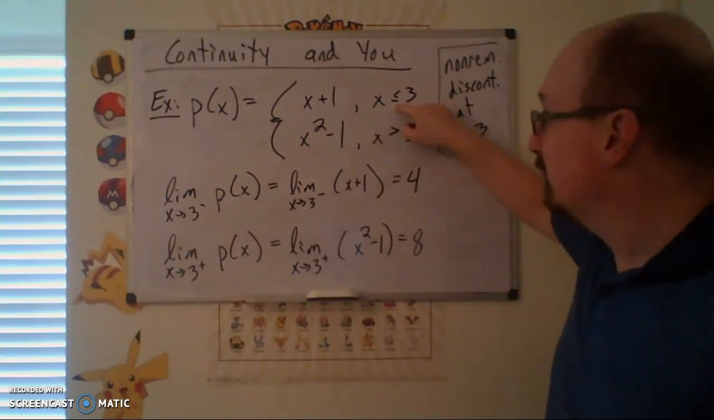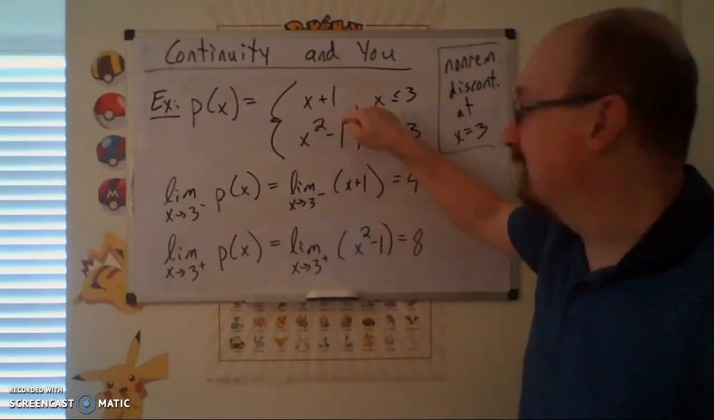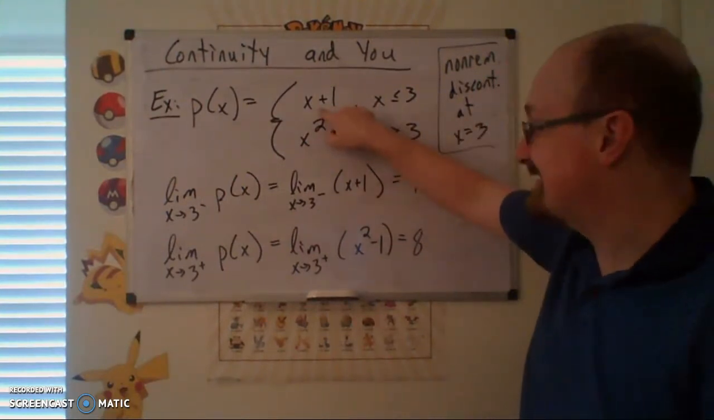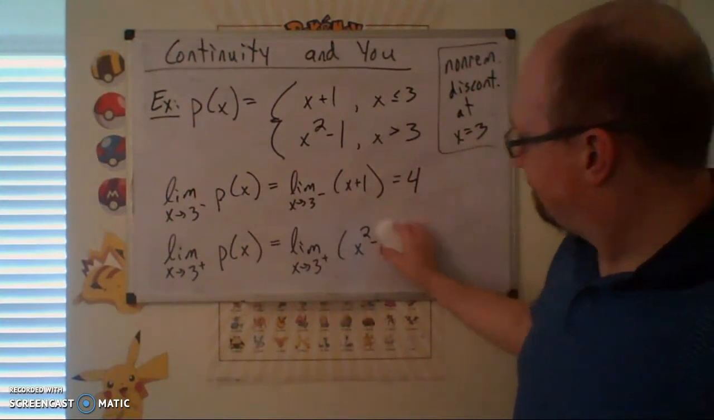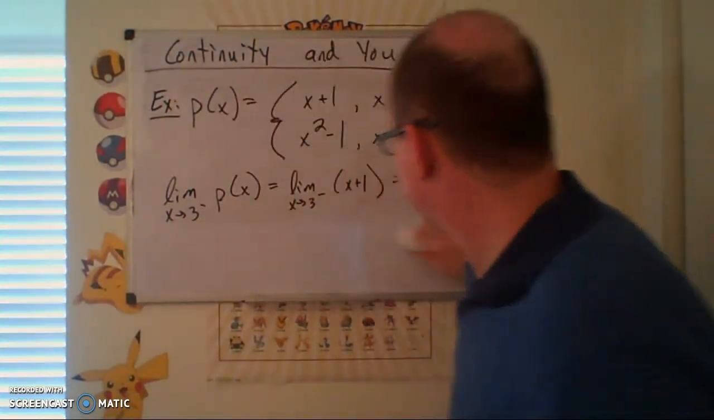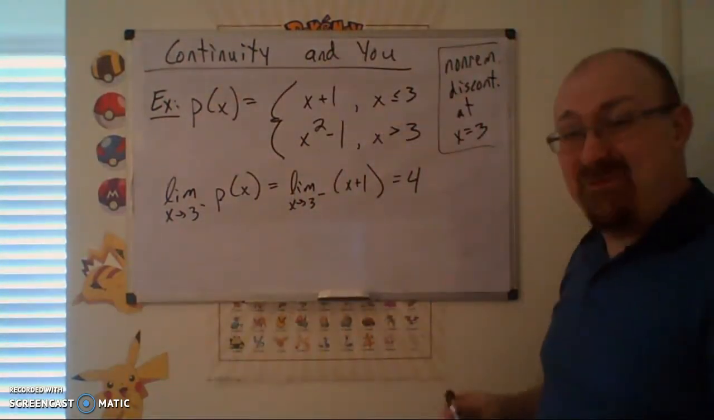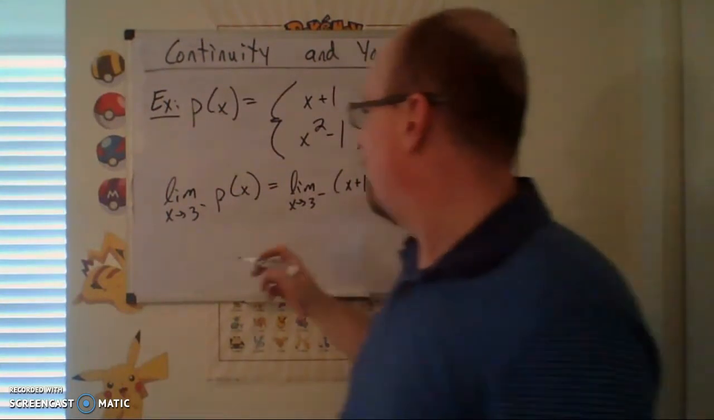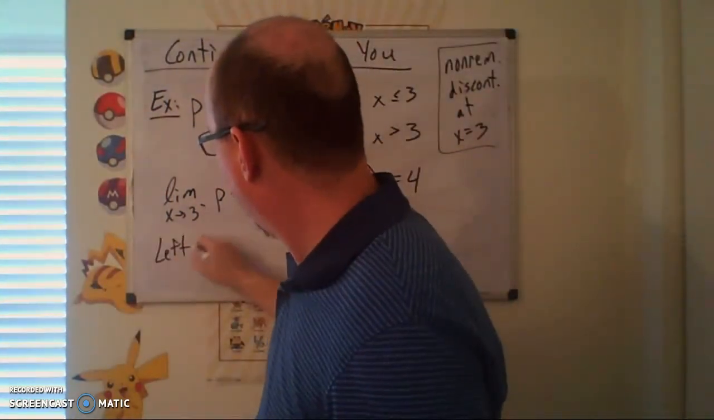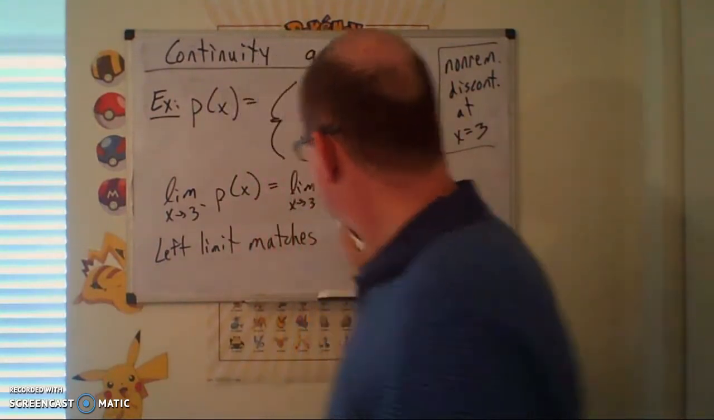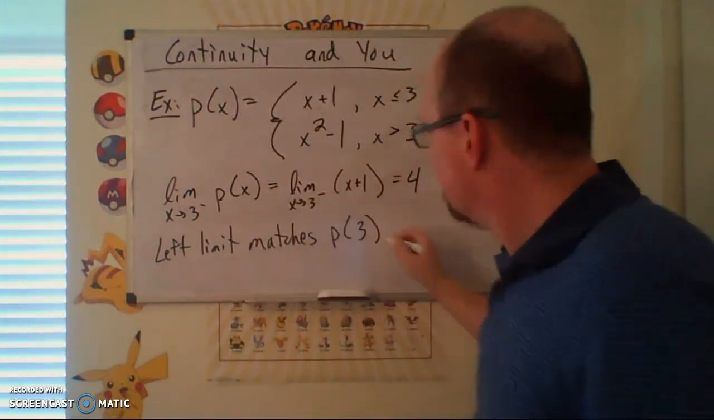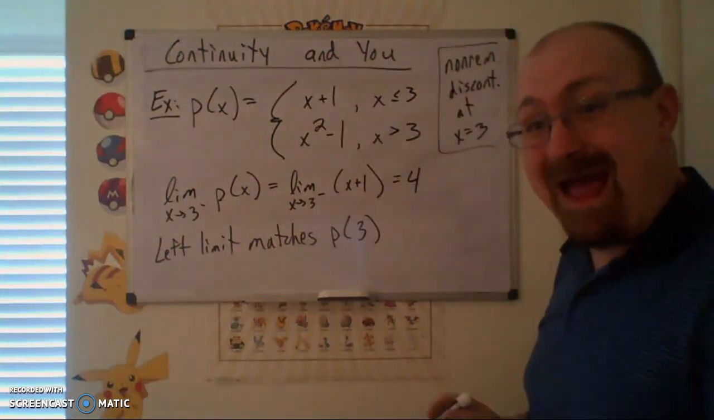Now, however, it does end up being the case here that the function value at 3, according to this, we would use this branch at x equals 3. So we would plug 3 into this. So note that the left-hand limit matches our function value. The left-hand limit does in fact match p of 3.